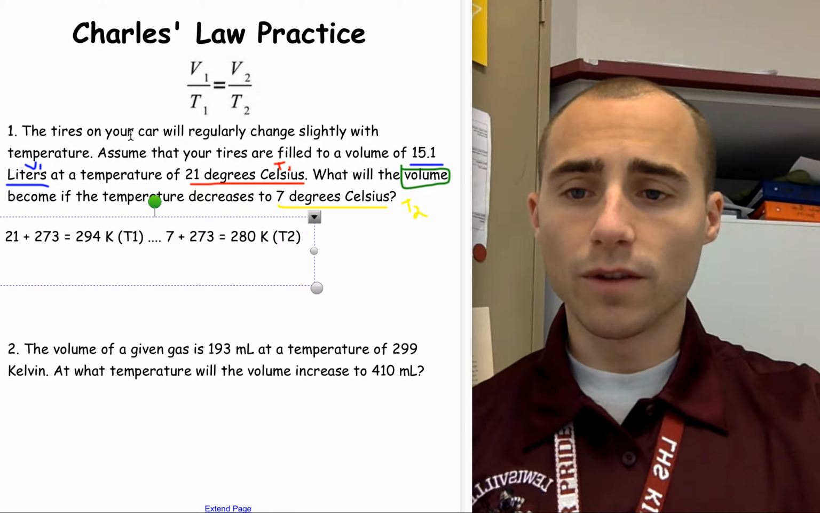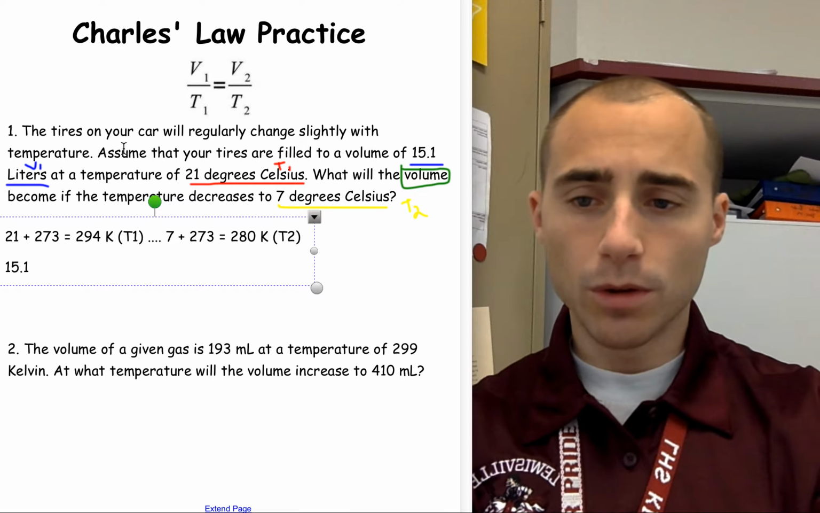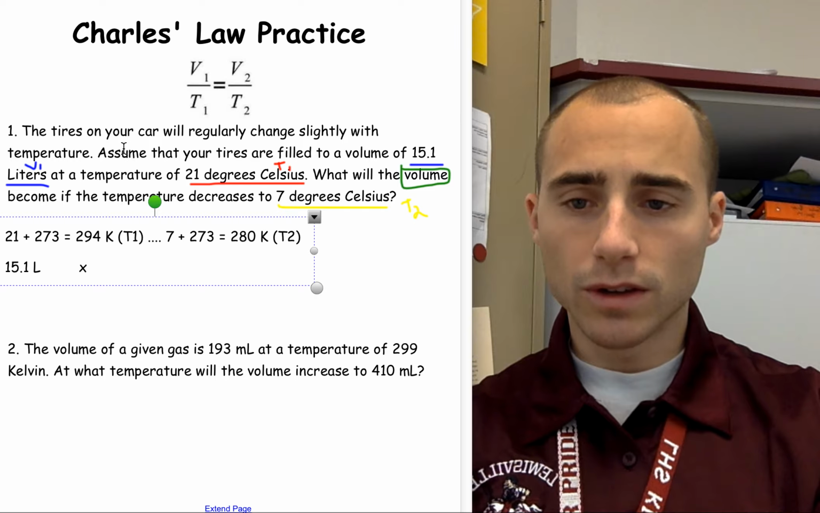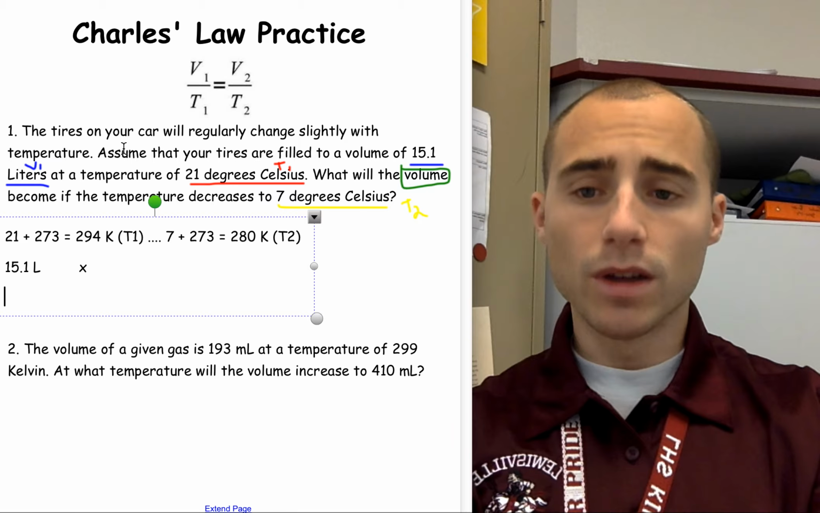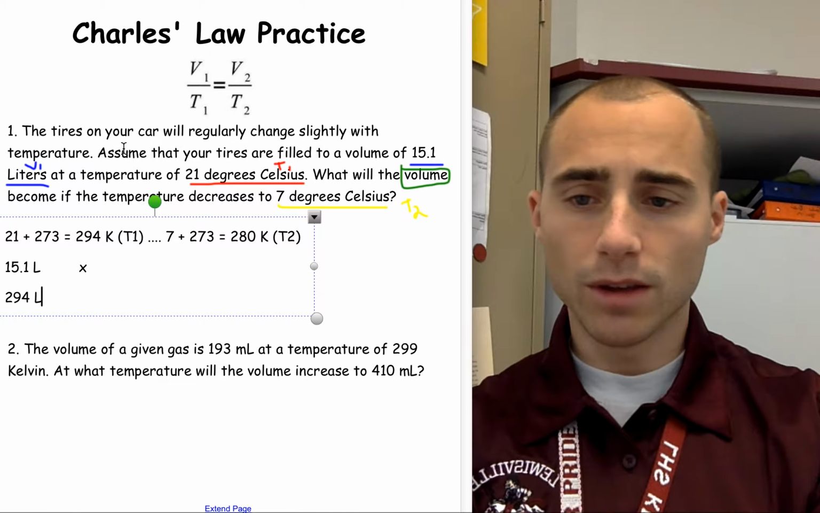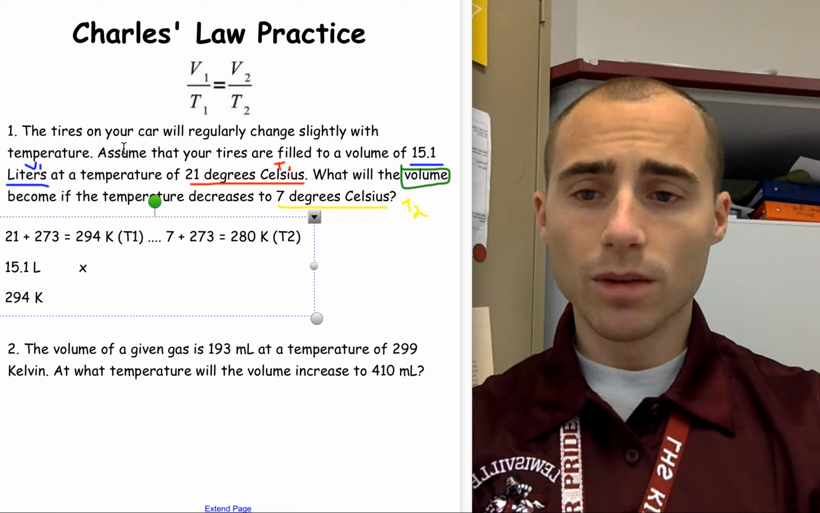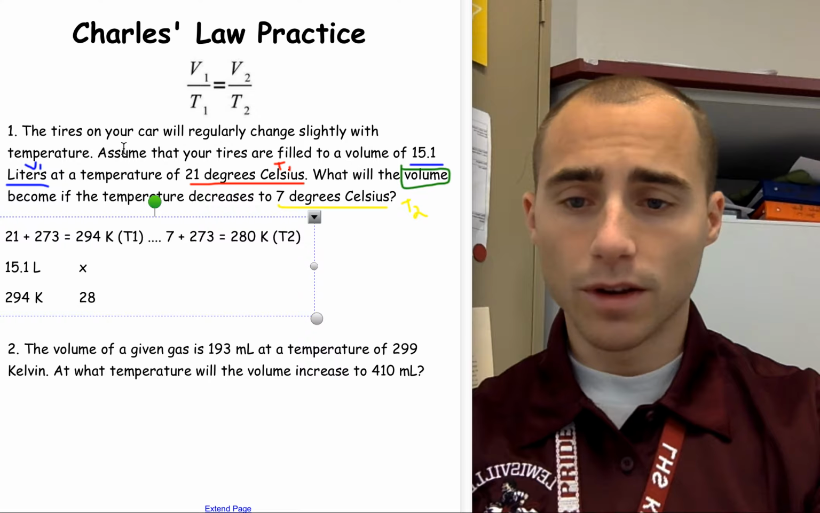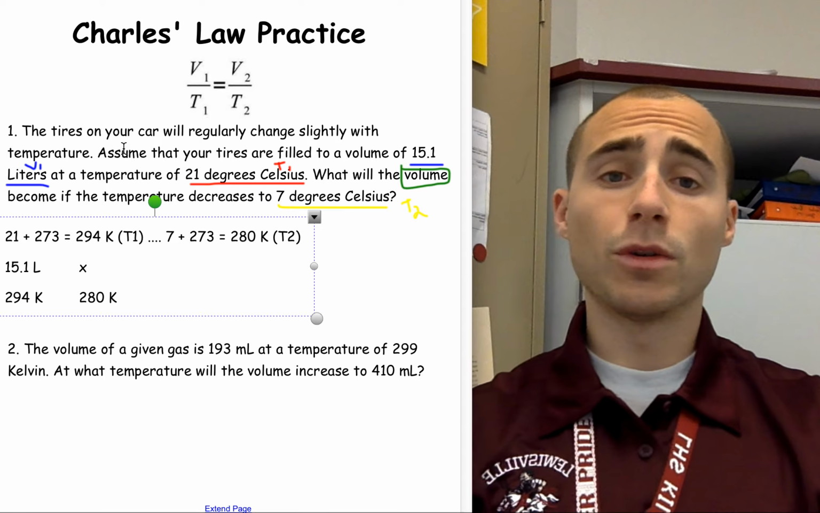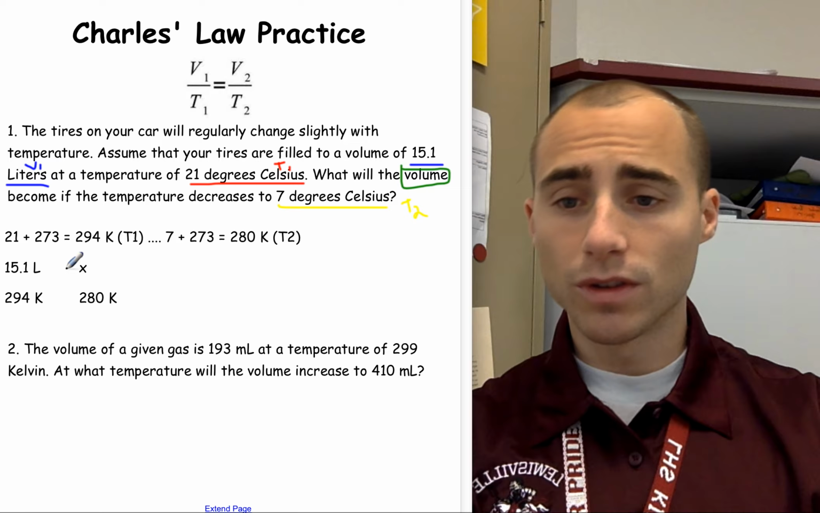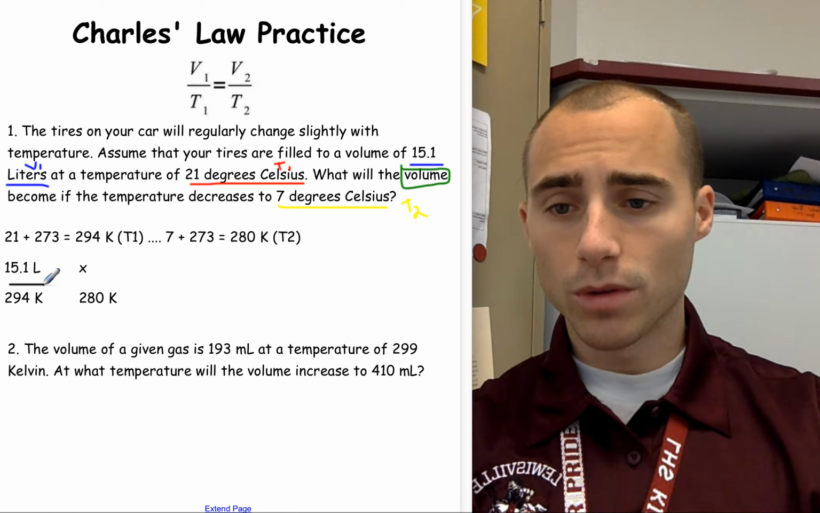For our equation, our V1 is 15.1 liters. And then for our V2, we don't know, so that's going to be our X. For our T1, we have 294 Kelvin because we converted to Kelvin, because we are responsible. And then over here we have 280 Kelvin, also converted to Kelvin, also because we are responsible. So here we go. We can set up our proportions here. 15.1.